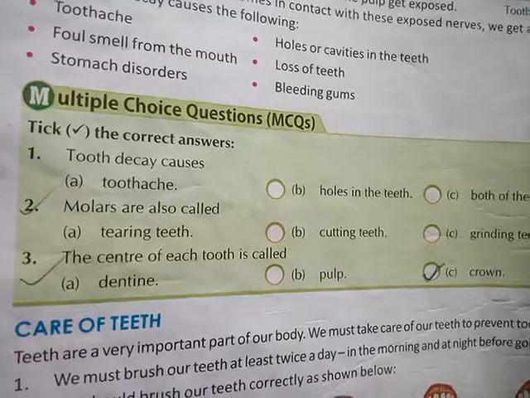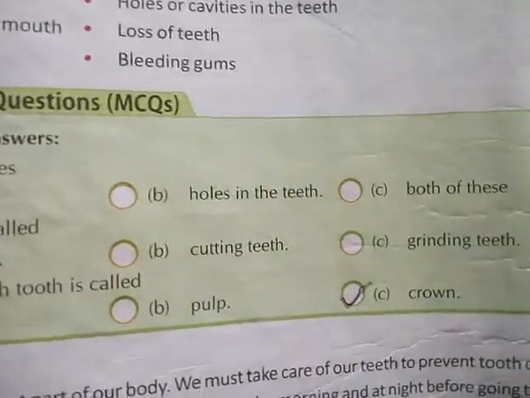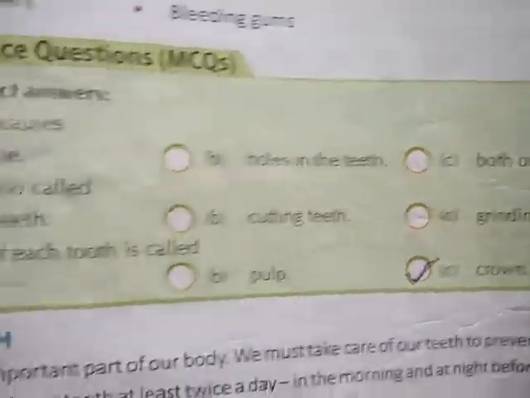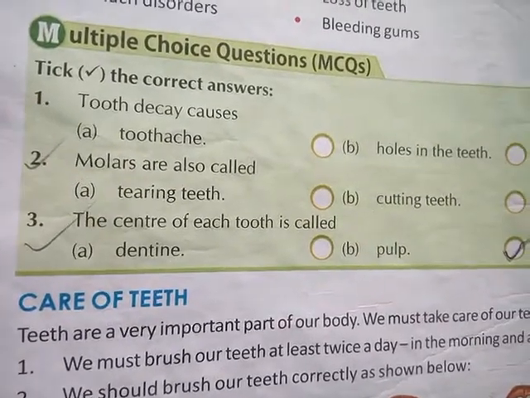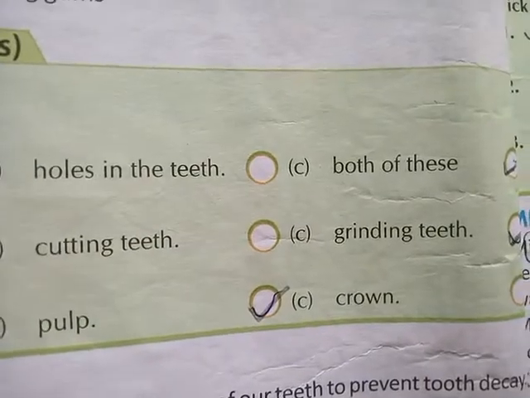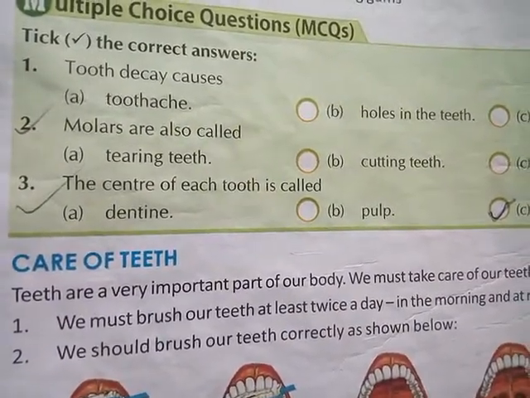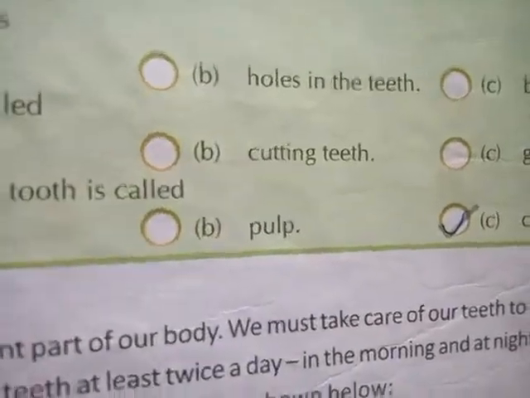Okay, now MCQs. First, tooth decay causes. Answer is C, both of these. Second number, molars are also called. Answer is C, grinding teeth. Third number, the center of each tooth is called. Answer is B, pulp.